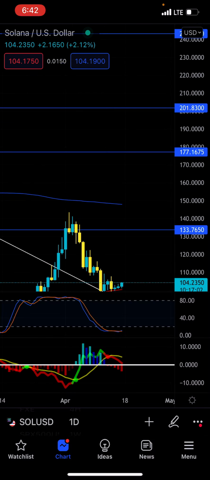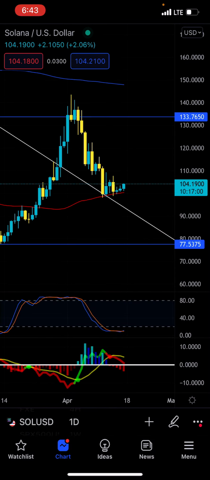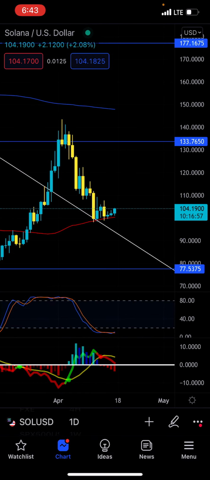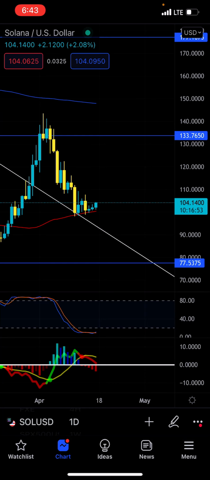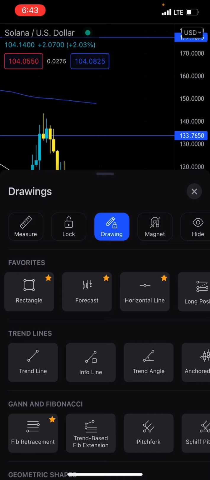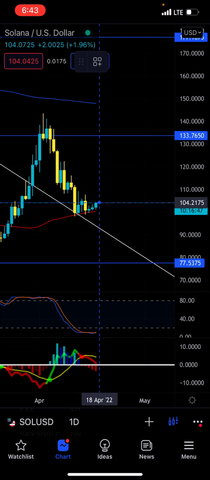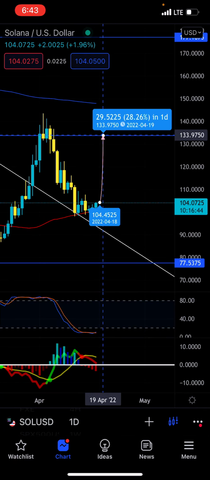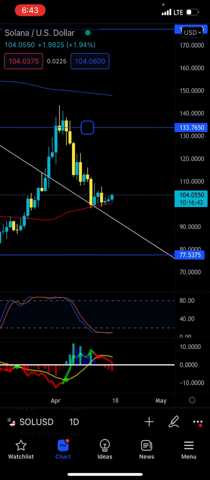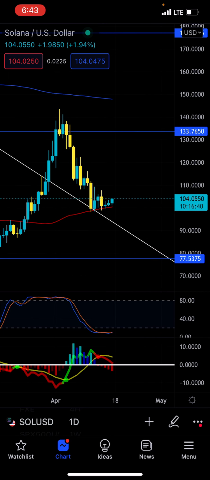For Solana, I am actually pretty bullish. This is one of those instances where I think Solana is going to be going back to 133. From its current price, we are looking at about a 28% increase, and I do think that it's actually going to 133.